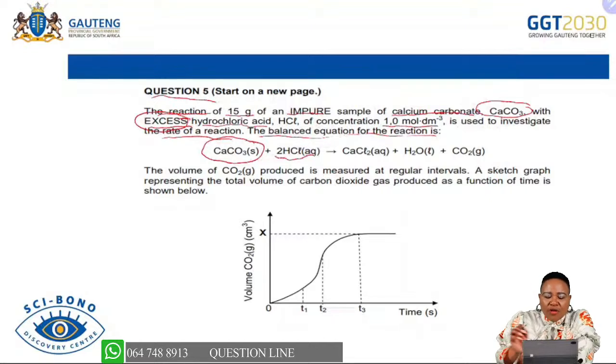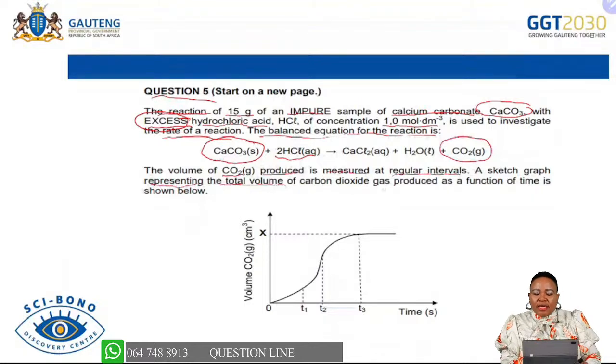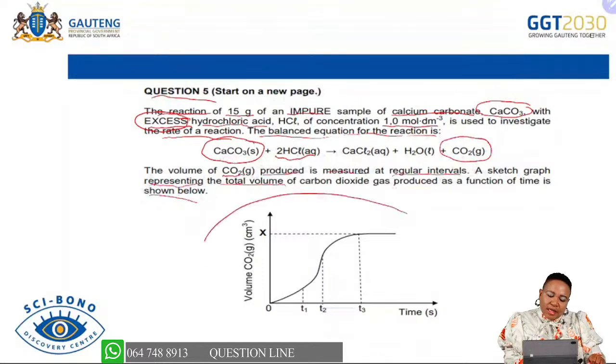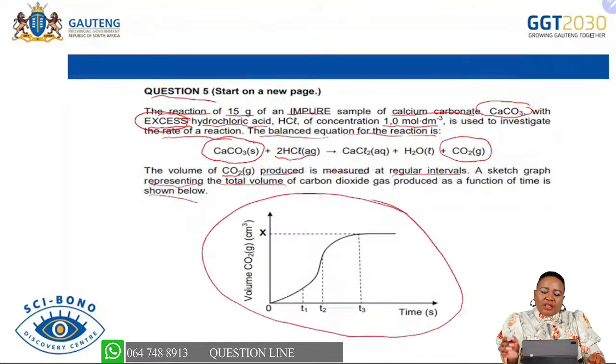The volume of carbon dioxide, because carbon dioxide is one of the products that will be formed as calcium carbonate reacts with hydrochloric acid. So they say the volume of carbon dioxide gas produced is measured at regular intervals. A sketch graph representing the total volume of carbon dioxide gas produced as a function of time is shown below. So this is the graph that shows the collection of carbon dioxide during the course of the reaction.